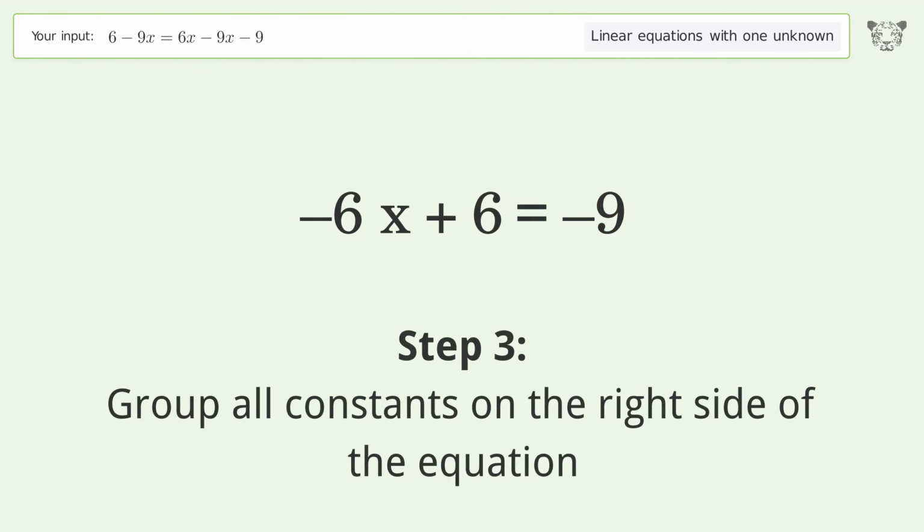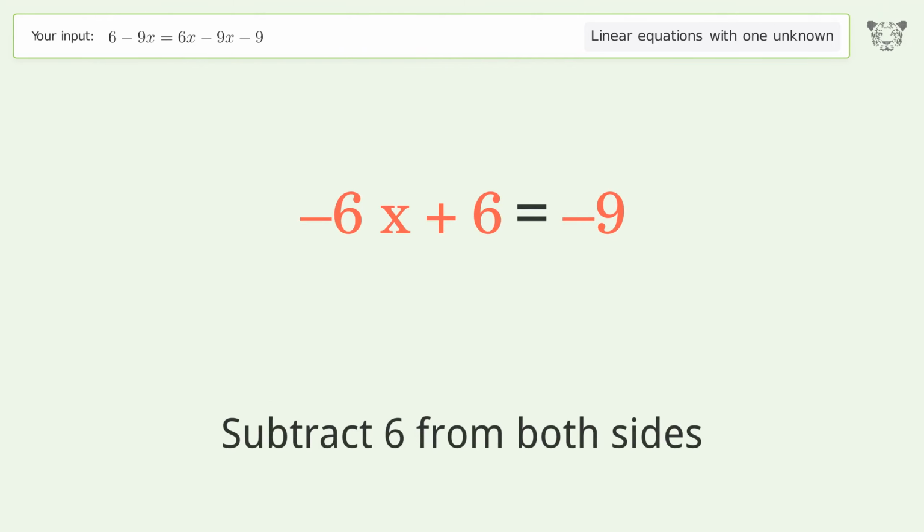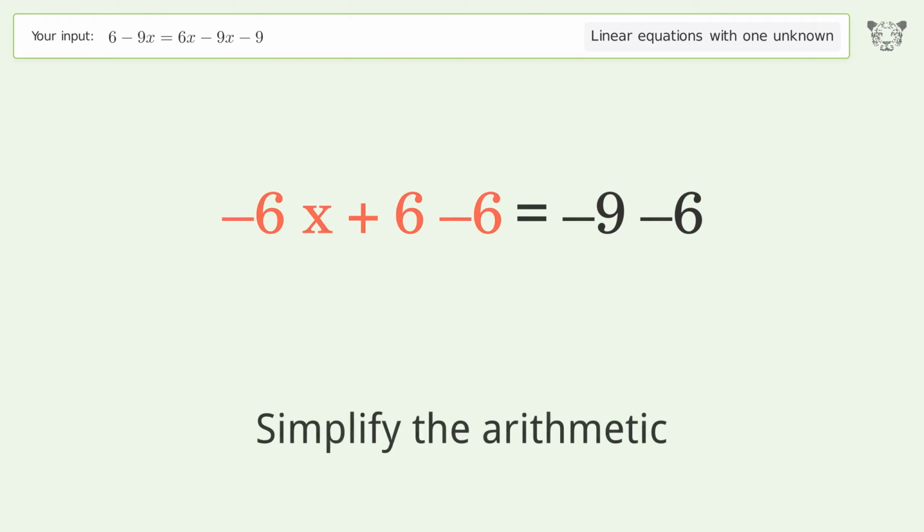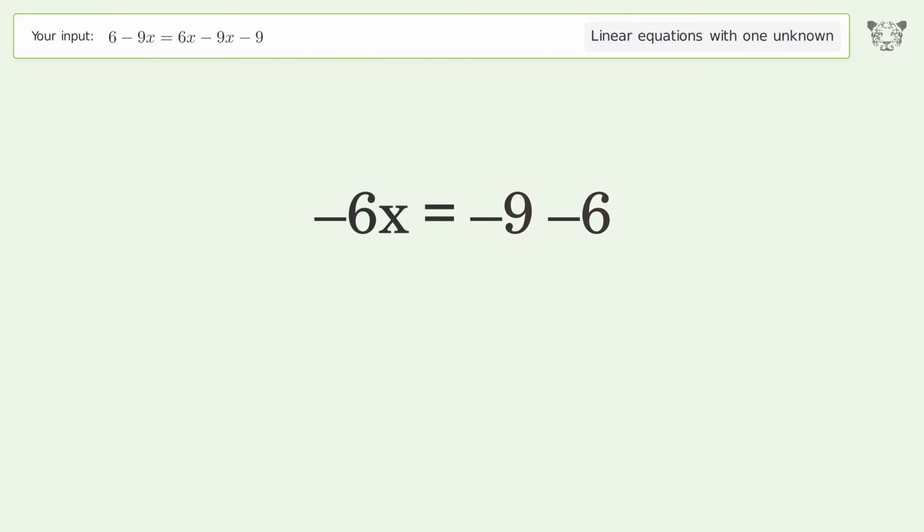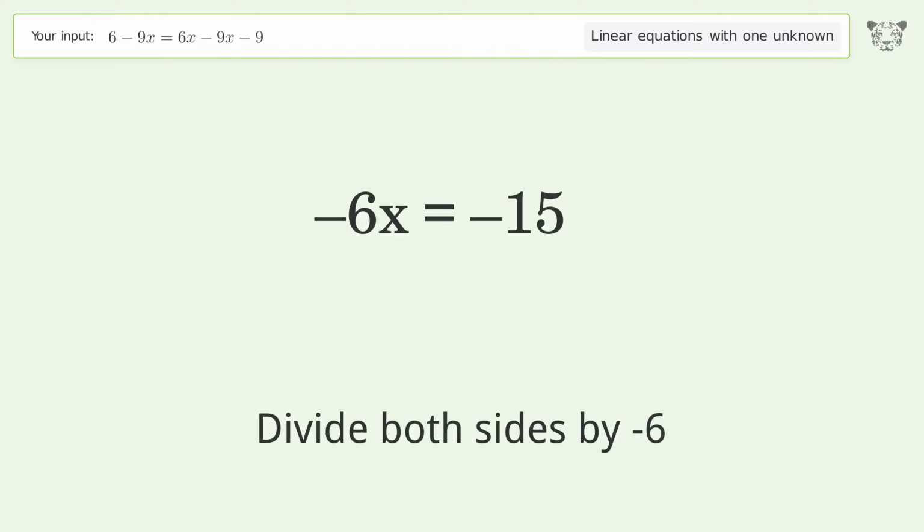Group all constants on the right side of the equation. Subtract 6 from both sides. Simplify the arithmetic. Isolate the x. Divide both sides by -6.